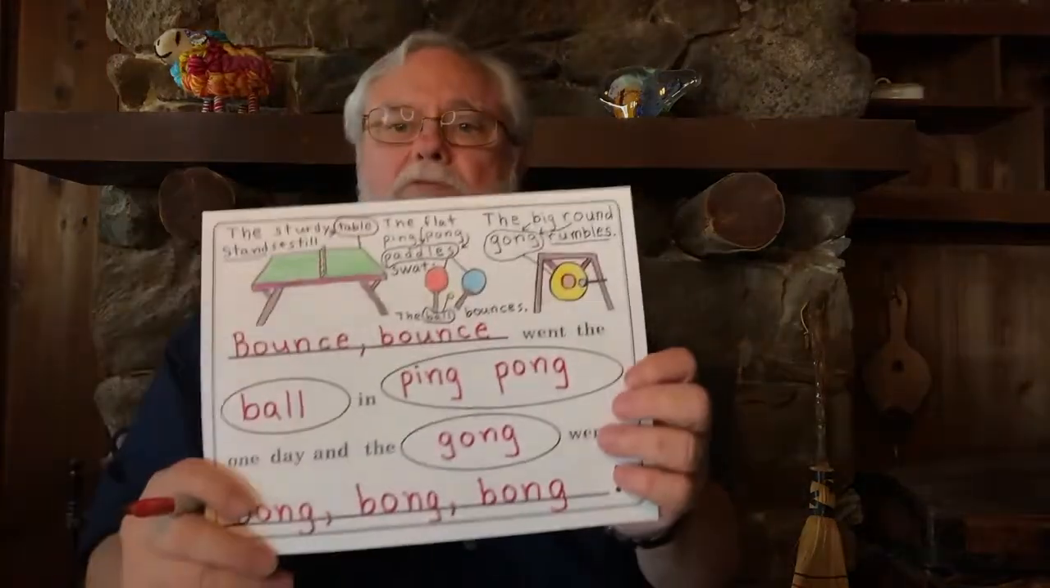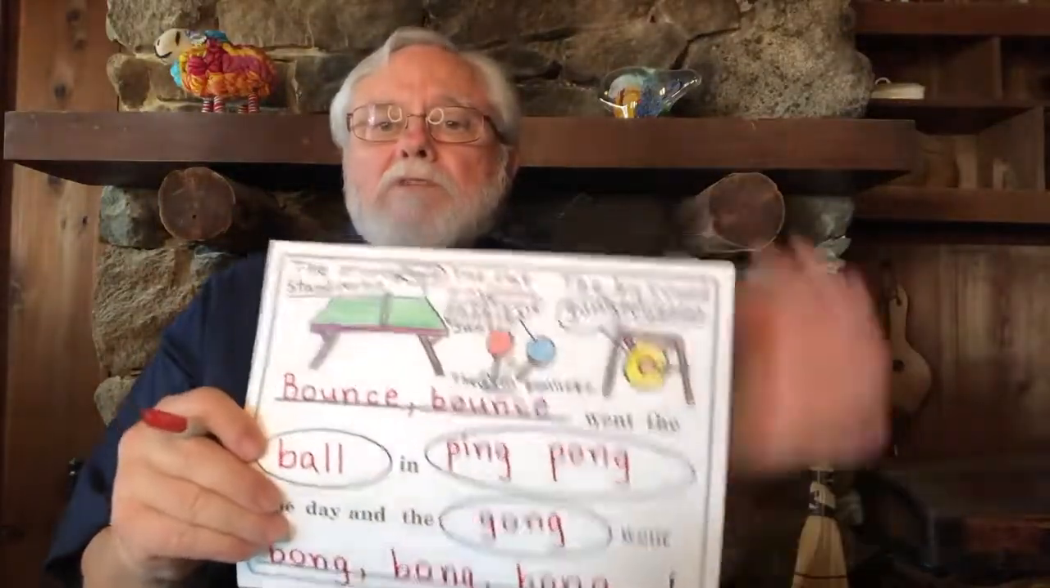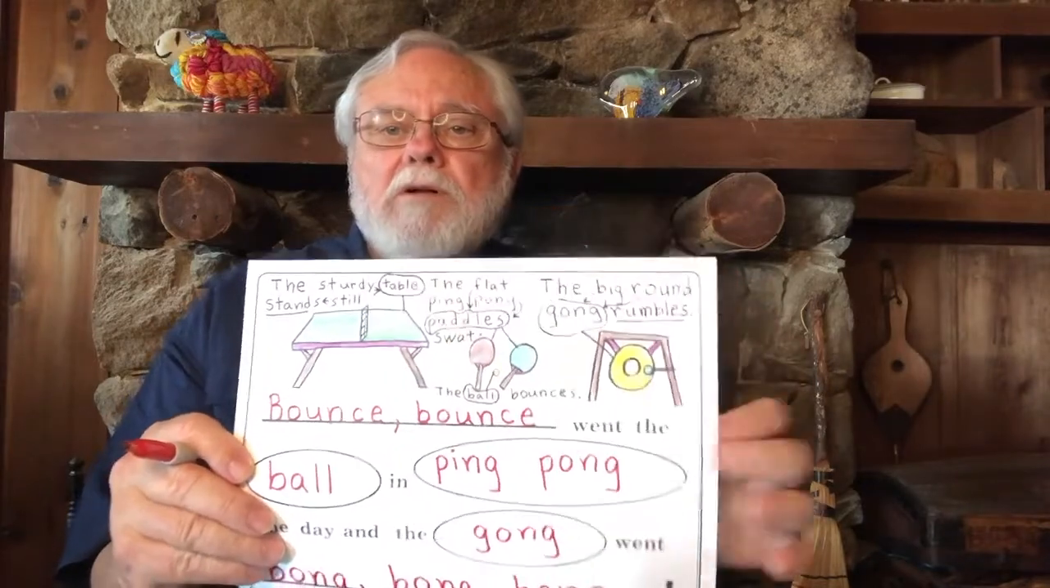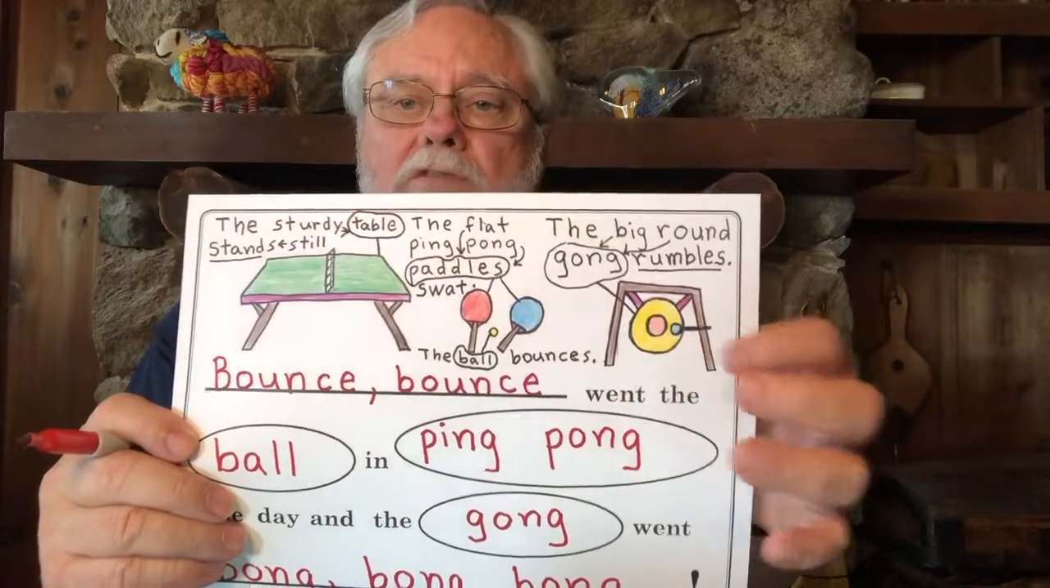Now I showed you just a moment ago how I finished my page. What do we need to have in our picture? We need to have ping pong. So I drew a picture of a ping pong table, and I drew a picture of ping pong paddles and a ball. What else do we need to have? We need to have a gong to ring, so I drew a picture of a gong.